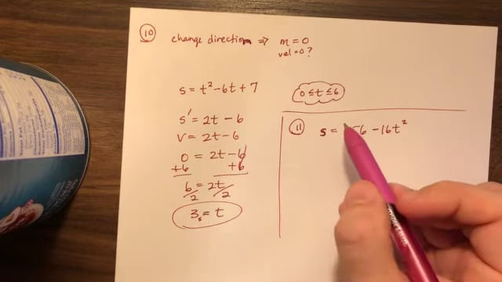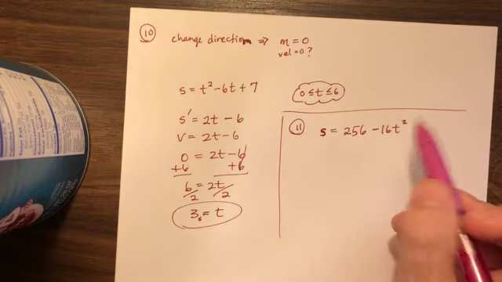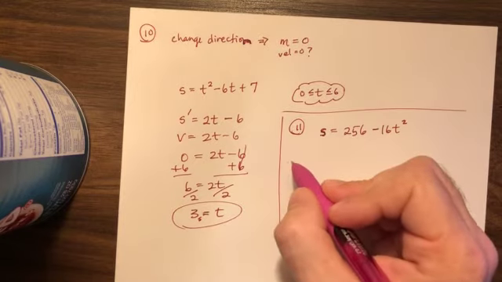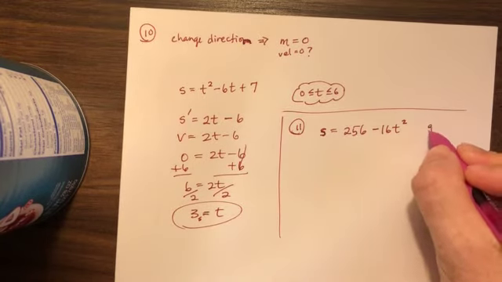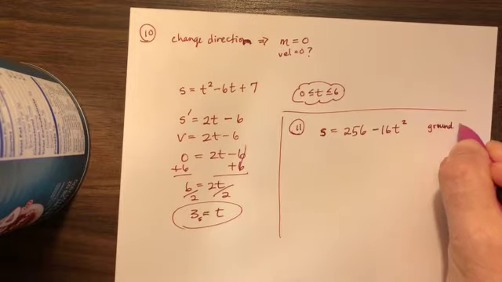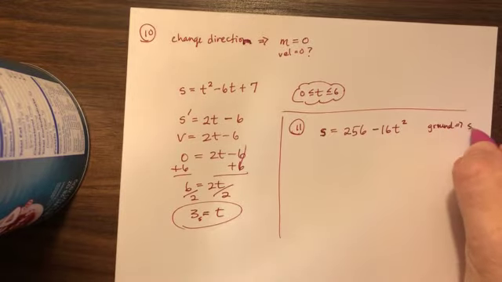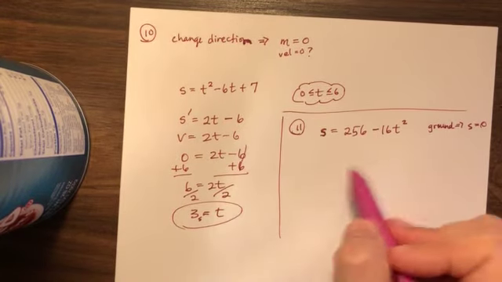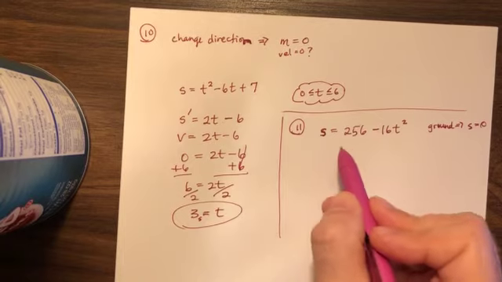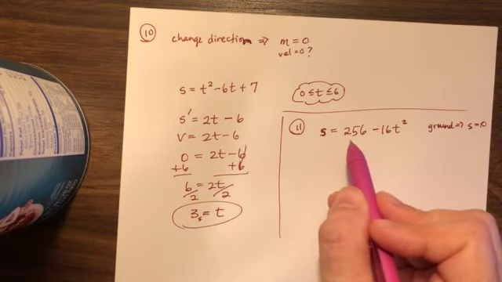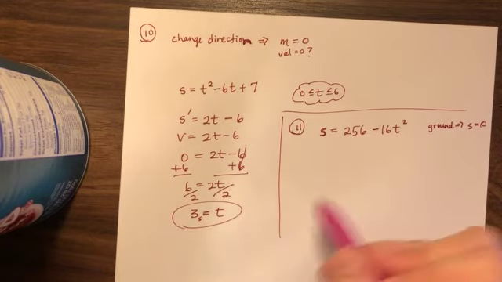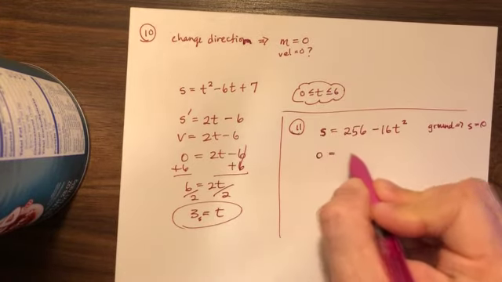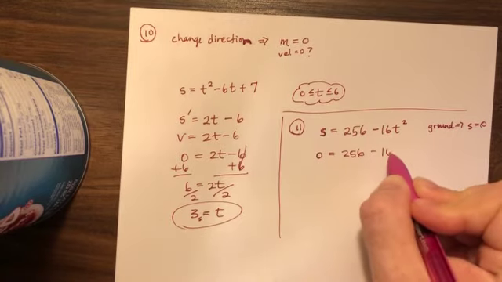So we're dropping this ball, and it's in meters and seconds, and the last question asks how long does it take the ball to reach the ground? So the ground means that S equals 0, because the ground is the bottom. That's where the position is 0. It starts at 256 meters high, and then you drop it, and it'll eventually hit 0. So all we have to do, no derivative, just plug in 0 for S and solve.